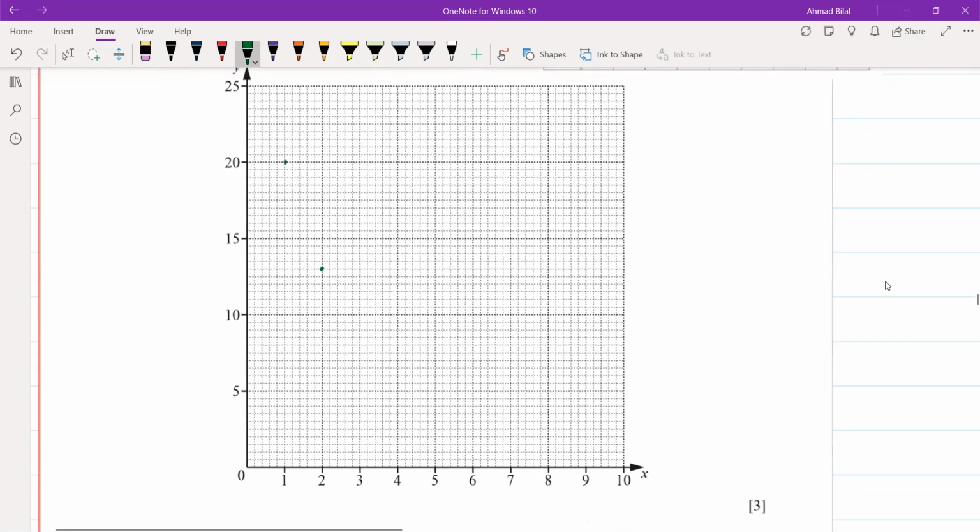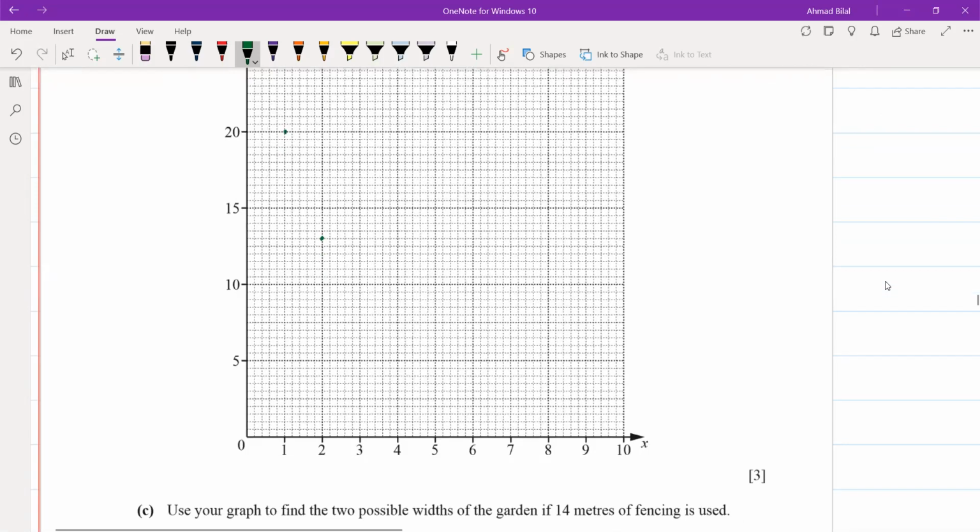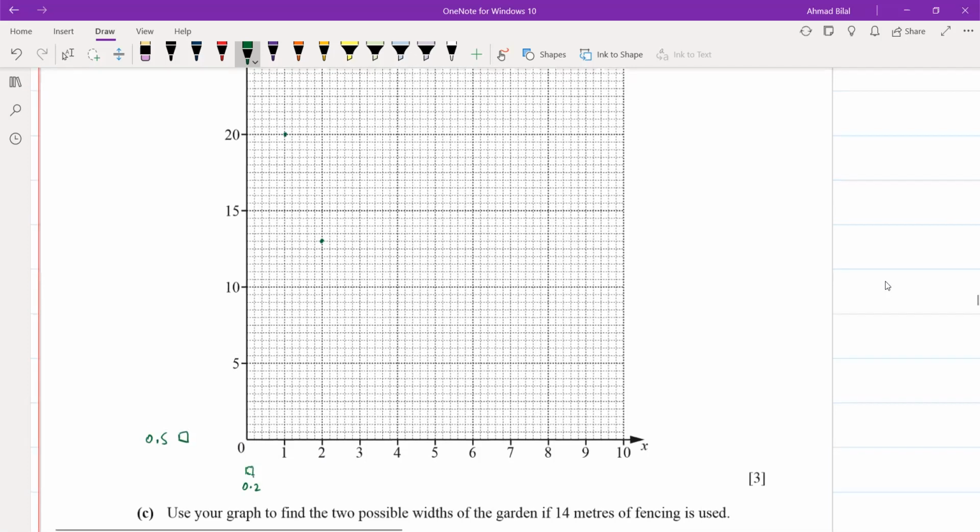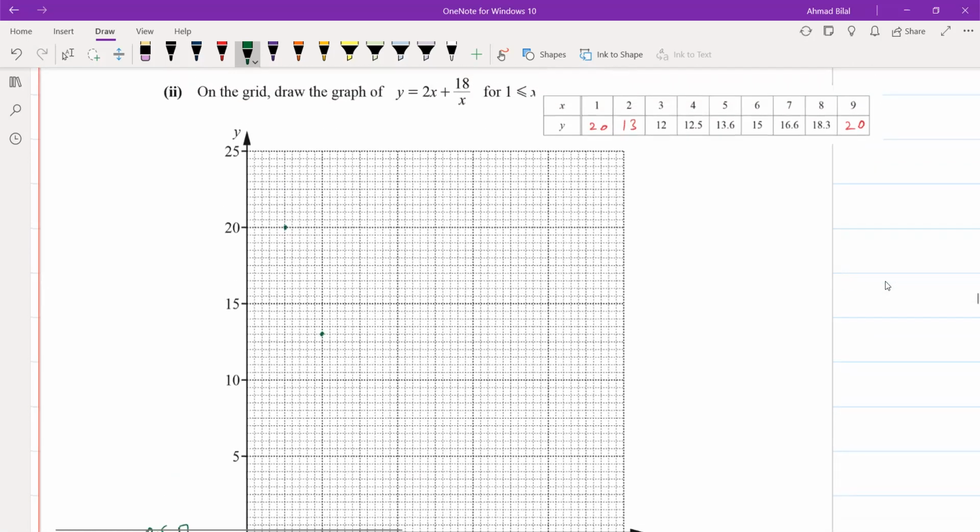Keep in mind, notice the scale on both axes. On the x-axis, you've got 10 boxes being represented by 2 units. How much is one small box representing? One small box is representing 0.2 units. On the vertical axis, one small box is representing 0.5 units. So basically 5 divided by 10, you get 0.5. 2 divided by 10, you get 0.2. That is what the small boxes represent. So you should keep that in mind while you're plotting the points.